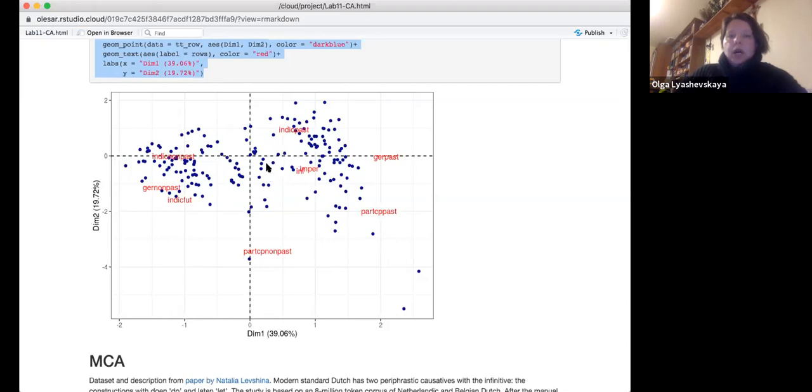First of all, it's nice that none of the grammatical categories is about this point. So all categories don't have any average distribution of verbs in them. It's nice to see that actually we have two subplanes, and we see the right subplane with gerunds and participle past and imperative and past forms here. And for those of you who are native speakers of Russian, I can ask what kind of verbs are there.